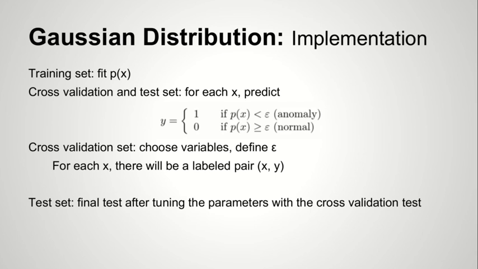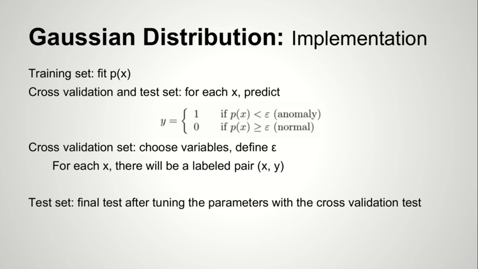So how do we implement this algorithm in practice? Well, first we'll collect data about all features for each sample of our data set. Then we will divide our data set into three subsets. The first is the training set that we will use to fit the model P of x. This is the source from which we will get the mean and the variance for each feature to apply the formulas shown in the previous slide.